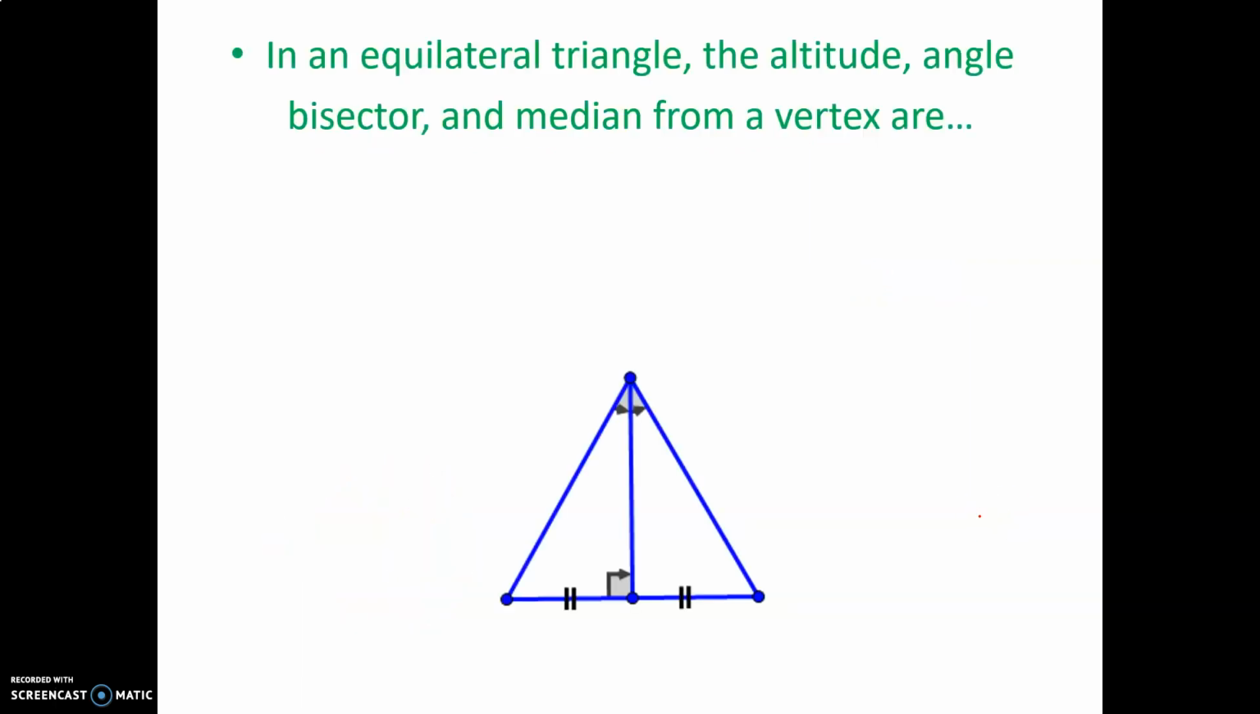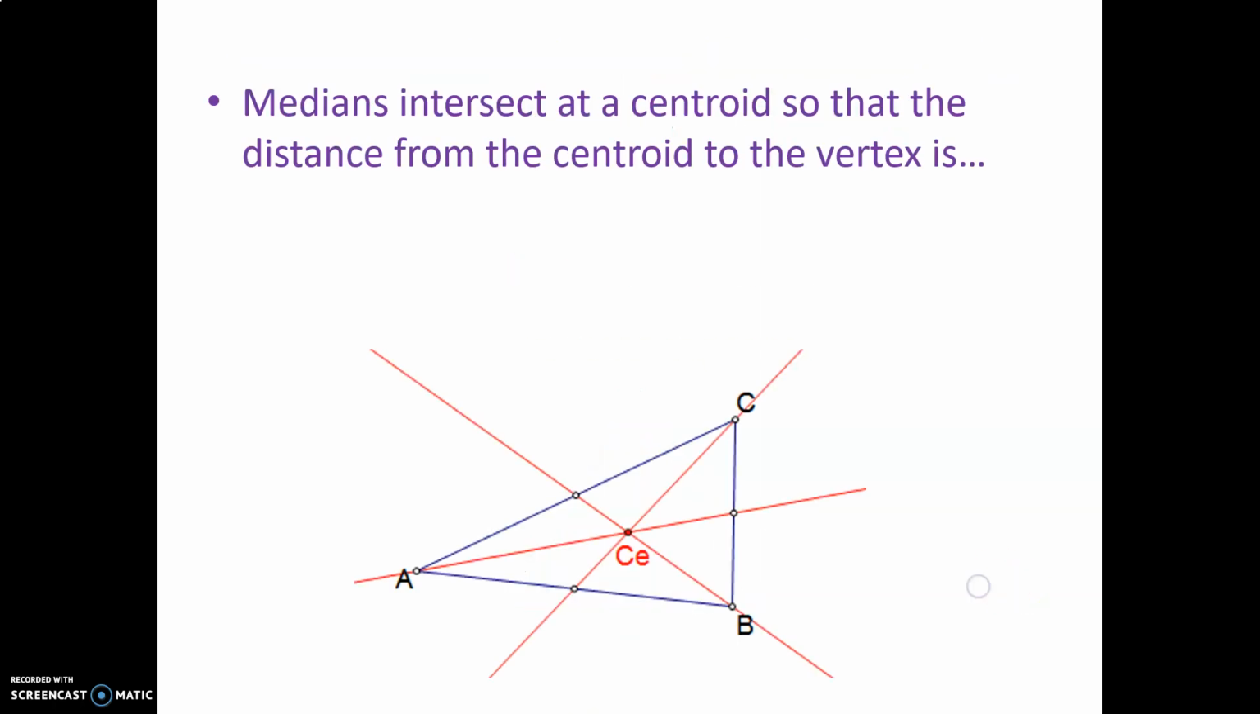And in an equilateral triangle, where all the sides are equal, remember, the altitude, so this line is an altitude, comes down perpendicular to the opposite side. The angle bisector is this line that cuts this angle here in half into two equal parts. And the median comes down to the midpoint of the opposite side. So in an equilateral triangle, the altitude, angle bisector, and median from a vertex are the same segment.